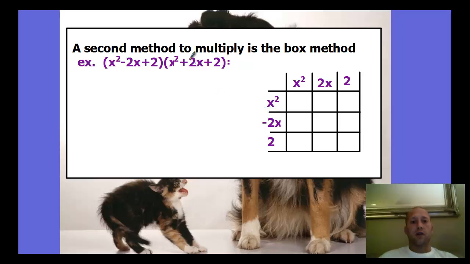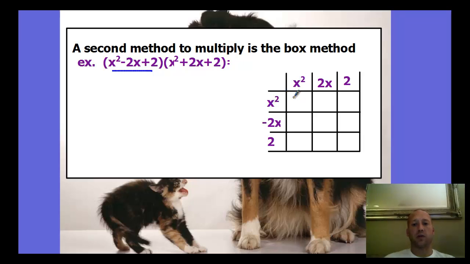Another method of multiplying is to use kind of a framework here. These boxes, tic-tac-toe some people call it, but if we have a trinomial times trinomial, it gets kind of messy, so sometimes we'll put those trinomials here in the rows and columns. So the column here is the first trinomial, the x squared minus 2x plus 2, and then the row here is the second trinomial. And then you multiply each row by column.